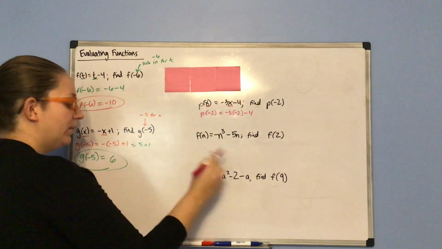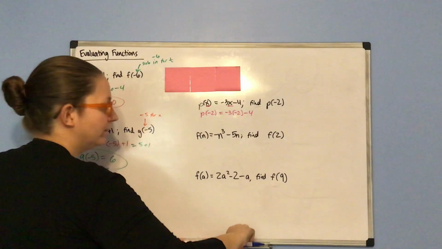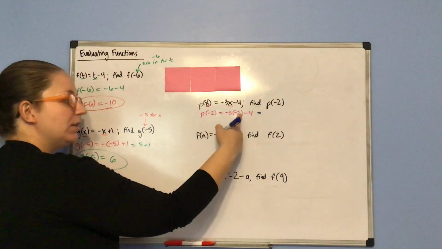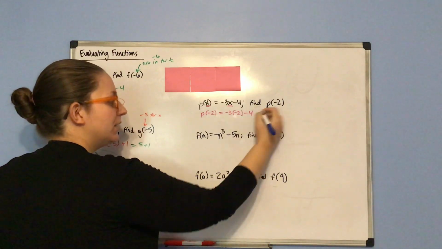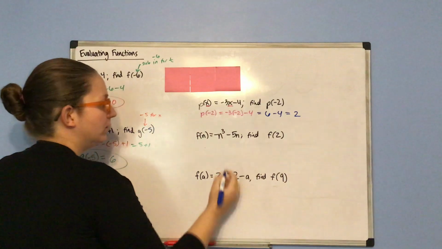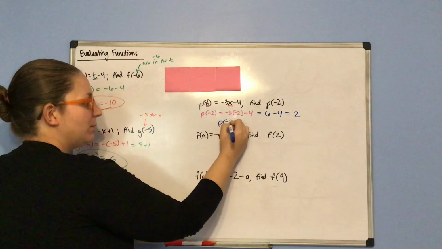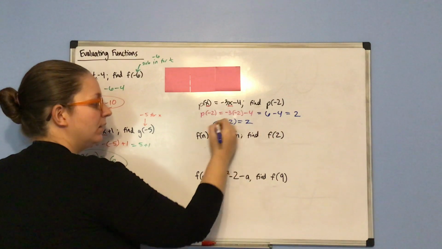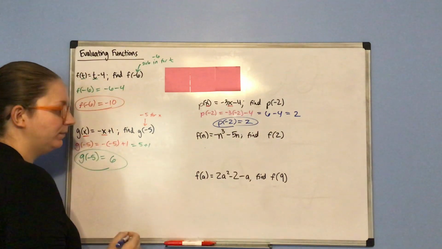Now I just need to simplify the stuff after the equal sign. We kind of do this off to the side. Negative 3 times negative 2 is positive 6 minus 4. 6 minus 4 is 2. So my final answer here is p of negative 2 equals the number I ended up with, which is just 2.